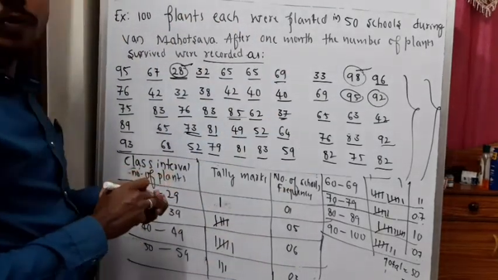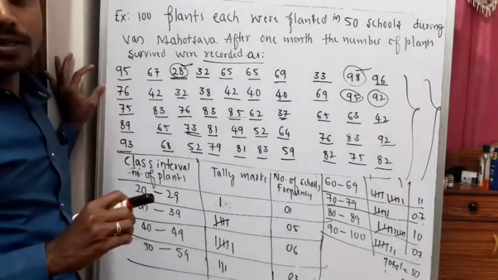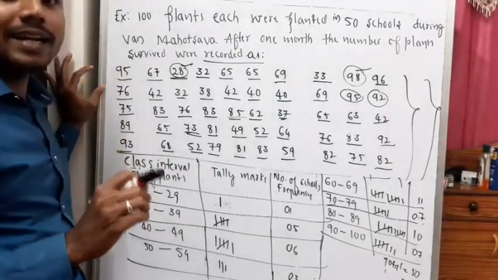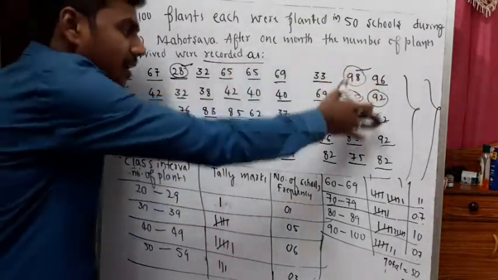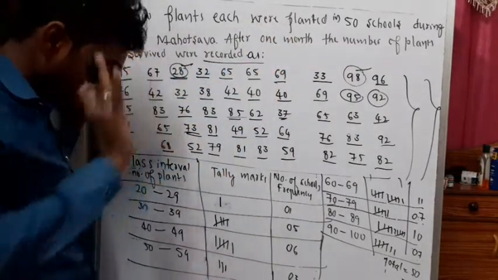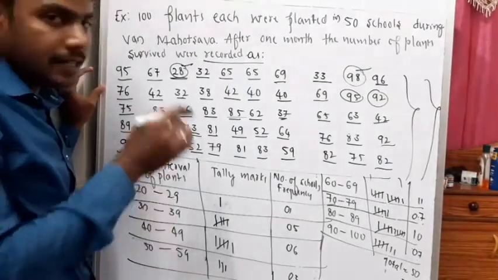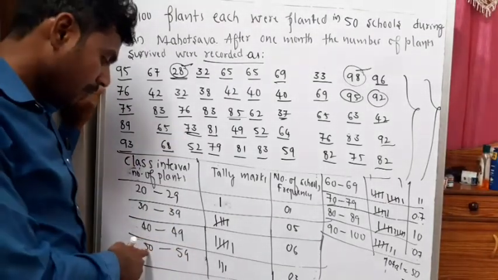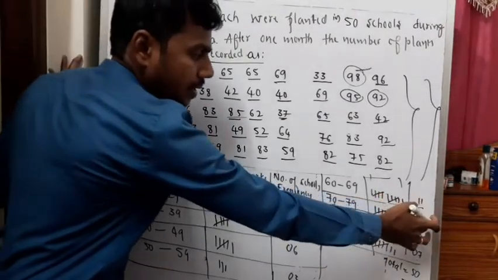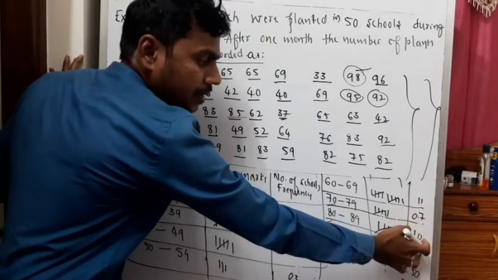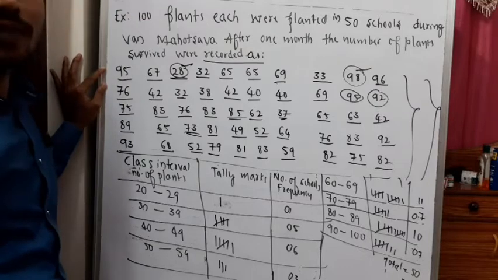See, in what way is it going to be helpful? My question is, in how many schools is the survival rate more than 50%? I need not go through the data again and again, I look at the table. The survival rate more than 50%: 100 is the total count, 50% will be 50. More than 50 means 3, 14, 21, 31, 38. So in 38 schools, the survival rate is more than 50%.